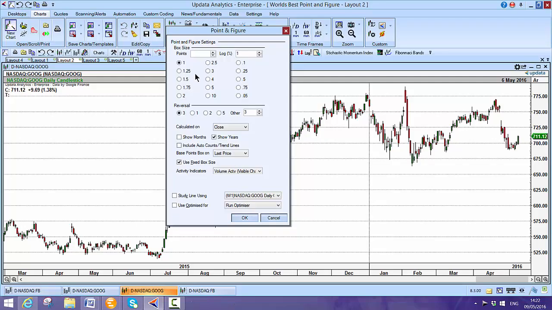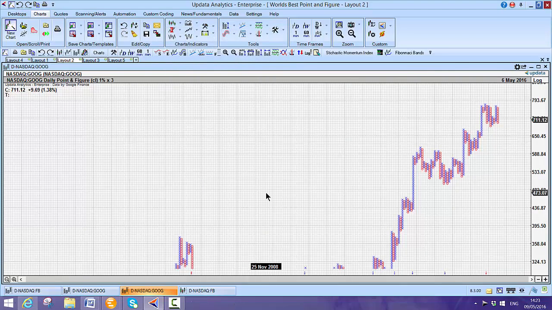You don't even want to think about calculating these charts on your own. Of course, then we can calculate on high-low or low-high or the close. So that's another really powerful feature. And we can show the years on the chart as well. And we can actually base the points on a price range or just the last price. So if we do a 1% chart, this will be quite a long-term chart. This is 1% of the price.